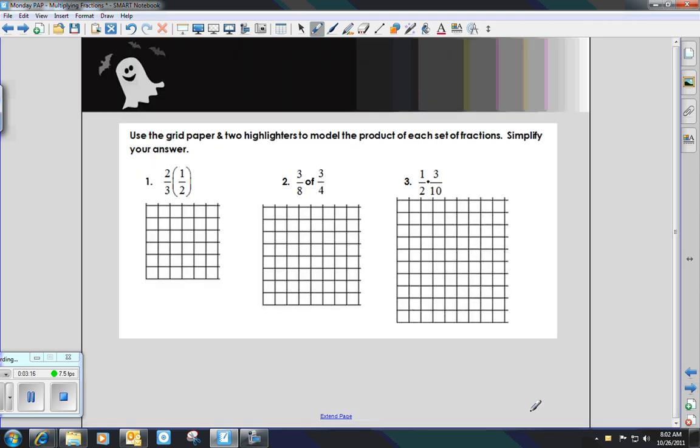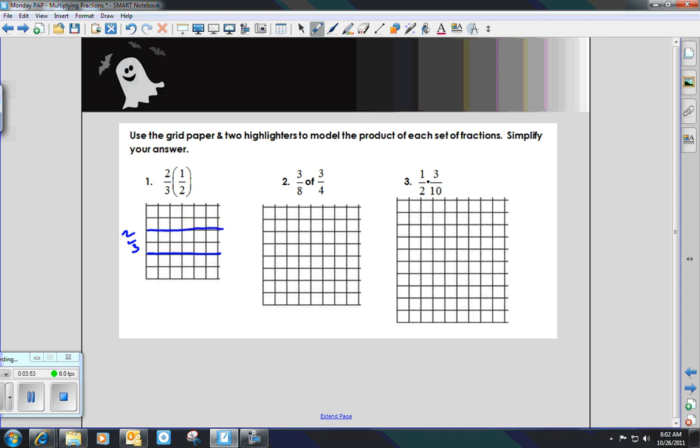So using our grid paper and 2 highlighters or 2 different colors, I want you to model the product of each set of fractions and then simplify your answer. And I'm going to do one more with you, and then you can do 2 and 3 on your own. So for 2/3 times 1/2, first I'm going to make it 2/3 on this side. So I have to separate these rows into thirds. So I have 1, 2, 3, 4, 5, 6 rows. That means I need 2 rows in every set of thirds. Getting better at this. Look at this, almost straight lines.